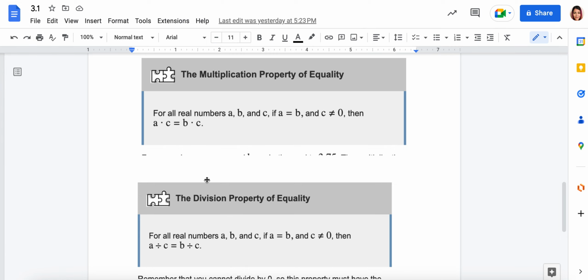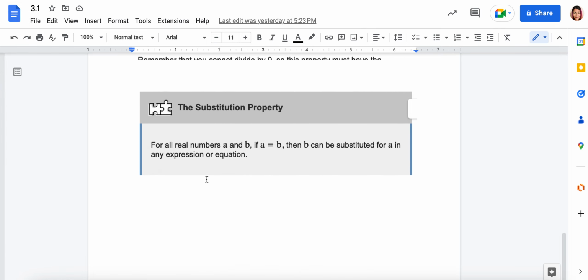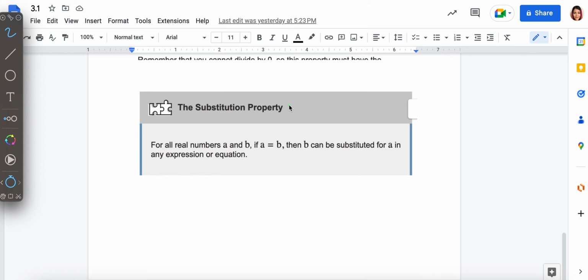Our equality properties, and we have one more: our substitution property. It says if A equals B, so this is true in all of them, right? A has to equal B. Then B can be substituted for A in any expression or equation, which makes all those other equality properties the same. So if A equals B, let's say A equals 10, that means B has to equal 10.